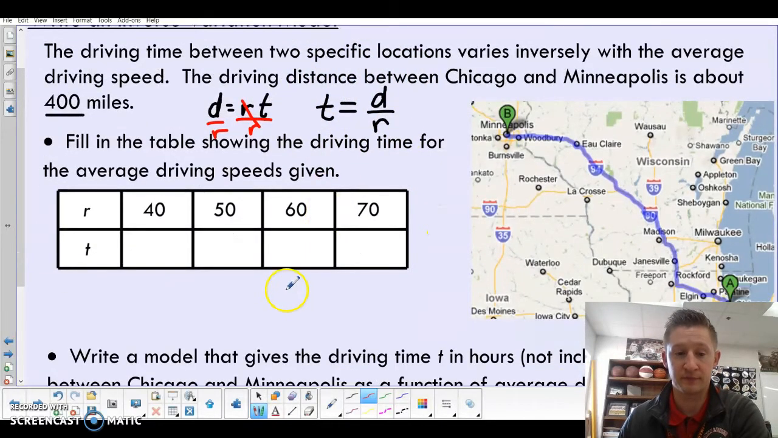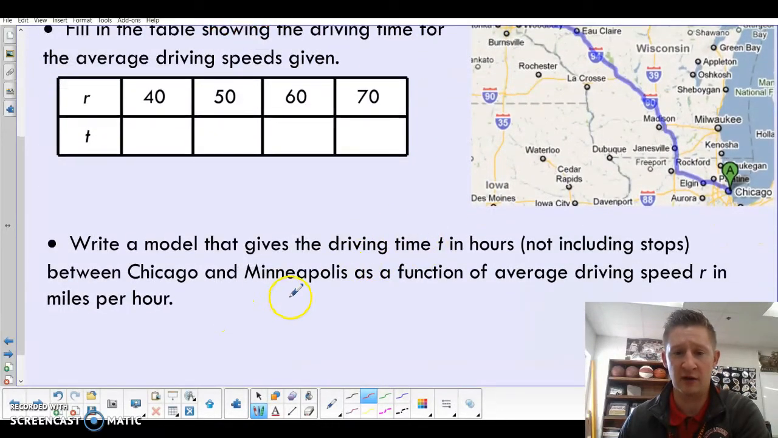For this situation, I'm going to write down a model that gives me the driving time for Chicago to Minneapolis for t as a function of r, okay, the average driving speed. So t is going to equal the fixed distance of 400 miles divided by the varying rate at which I can drive my vehicle. So, now, using that equation, let's imagine that we average 40 miles an hour.